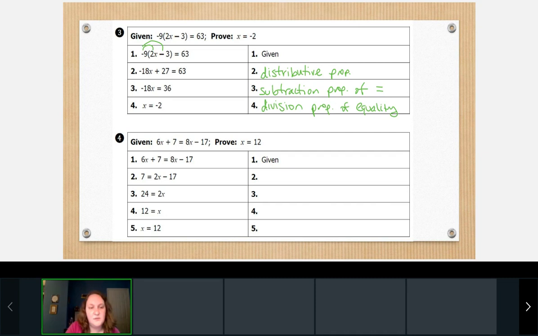All right, let's see. Number 4. If you want to work ahead of me, you're welcome to. I'm going to keep working on this one, though.